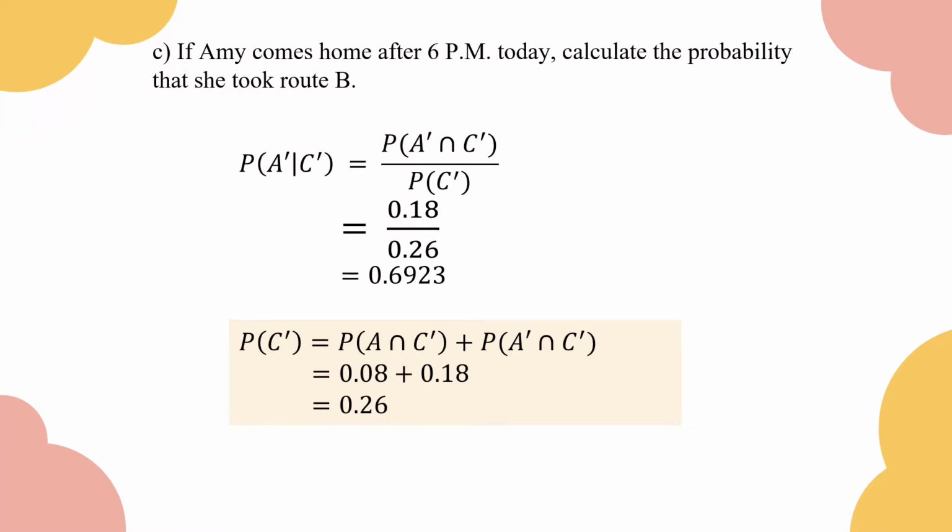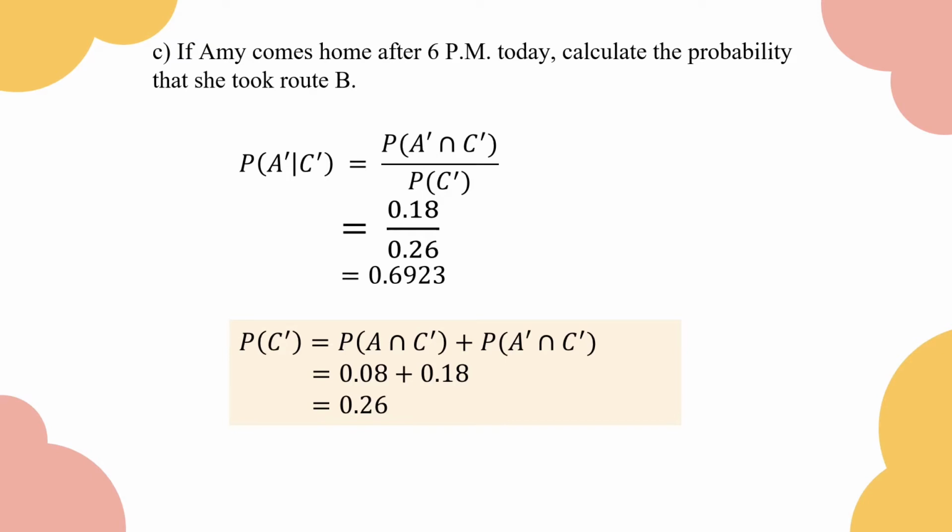Next, if Amy comes home after 6 p.m. today, calculate the probability that she took route B. So we need to find the probability of A prime given C prime. We can use the conditional probability formula: the probability of A prime intersect C prime, which is a value we can get from the tree diagram, divided by the probability of C prime.